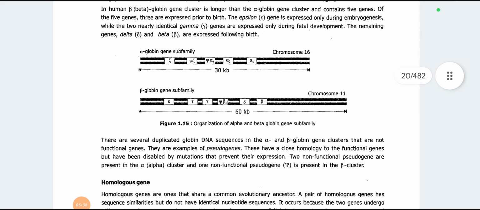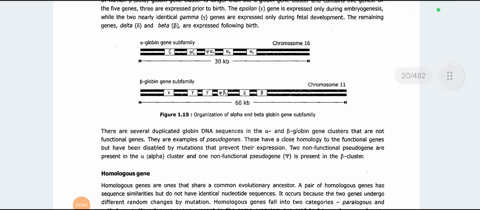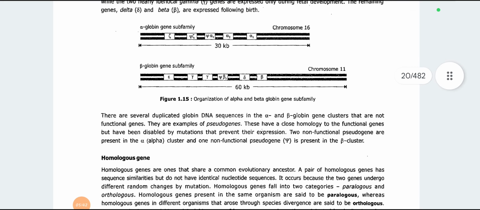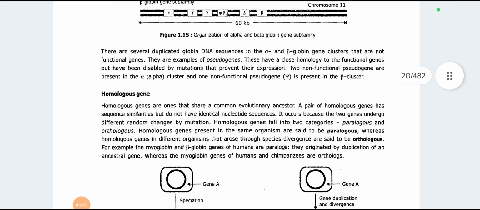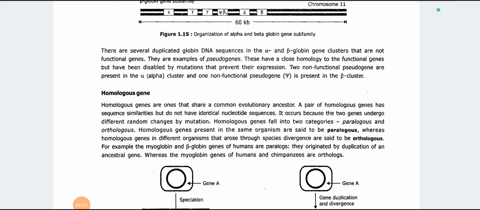So 2 gamma and 1 epsilon before birth, and 1 delta and beta after birth. The alpha globin gene family is on chromosome 16, beta on chromosome 11. The alpha gene family contains 3 genes, alpha 1, alpha 2 and 1 zeta. The beta family contains 5 genes: epsilon and 2 gamma before birth, and beta and delta after birth. There are also several duplicated globin sequences that are not functional genes.